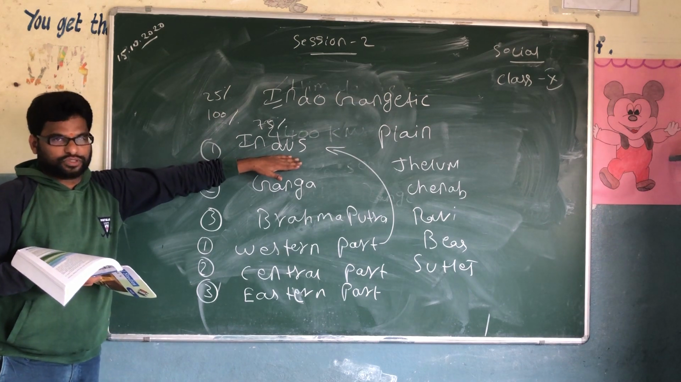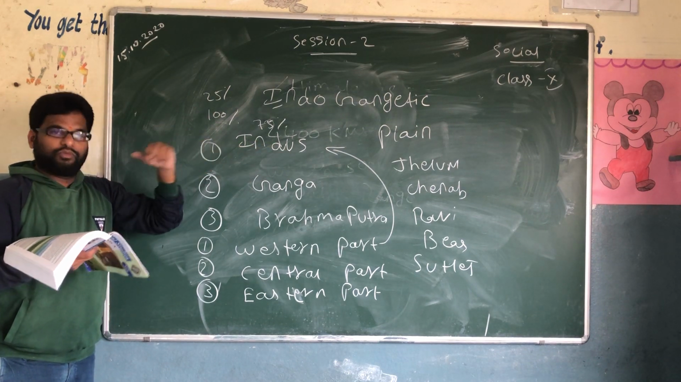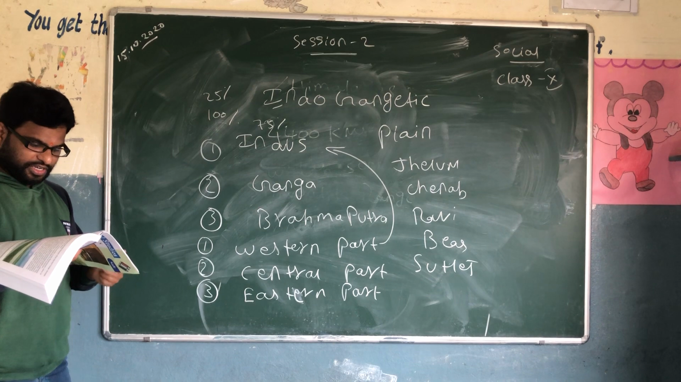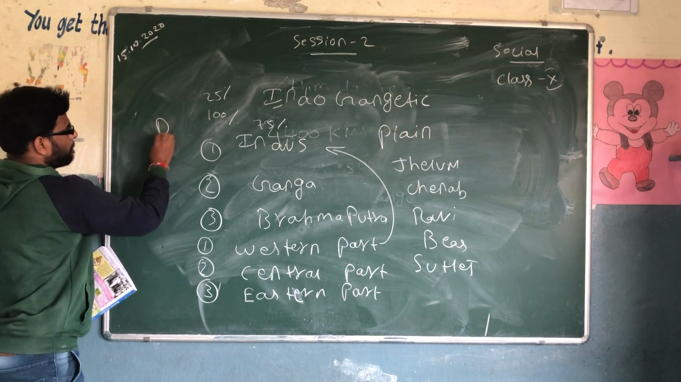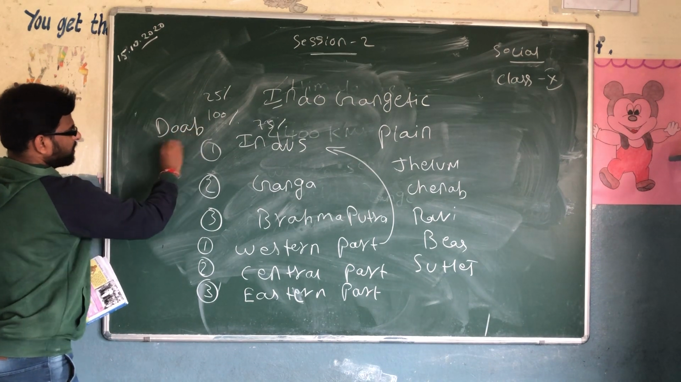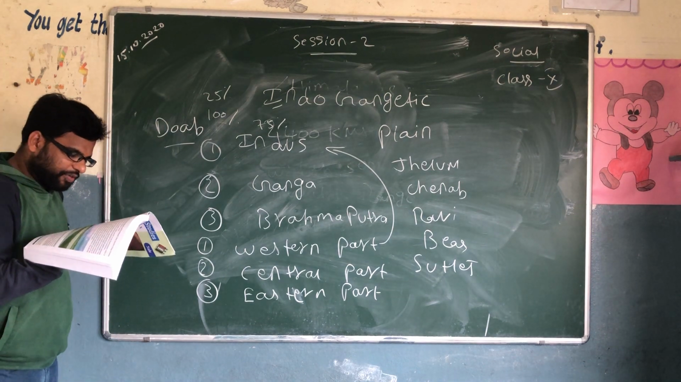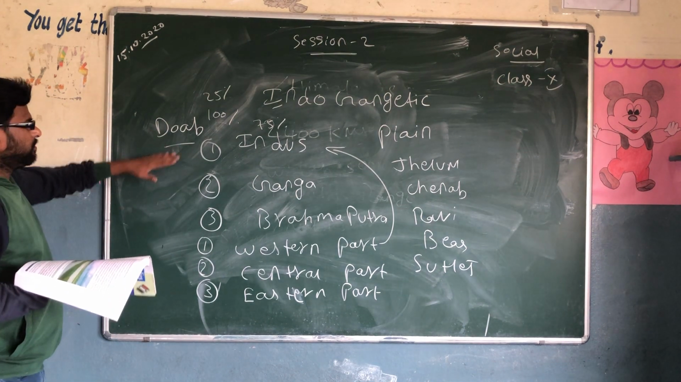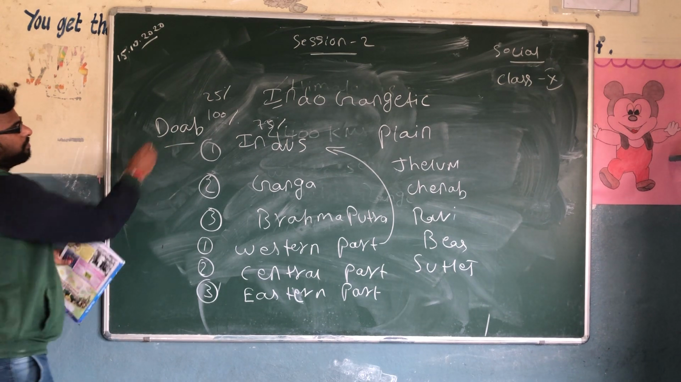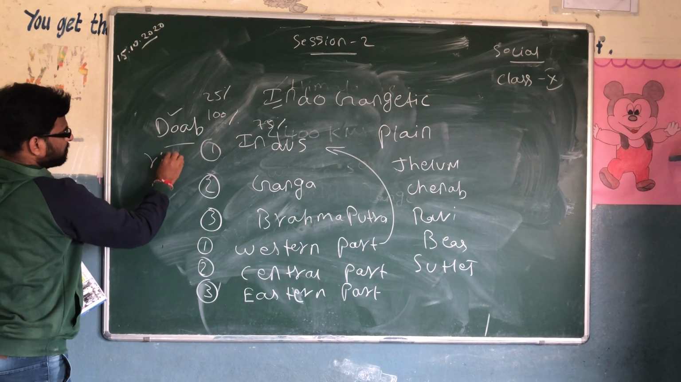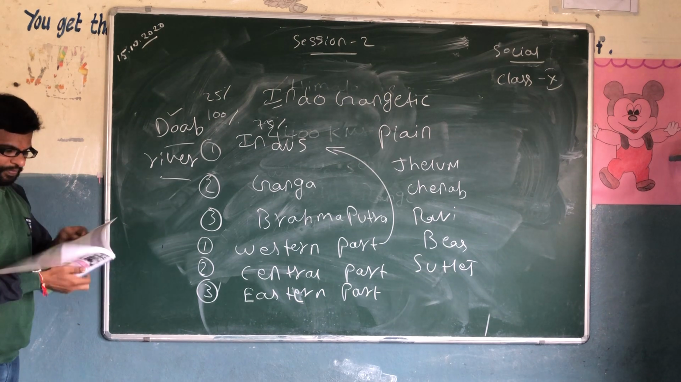Indus rivers flow. What is the dominating feature? That is Doab. Again, this is a river. It is dominating the fertile land between two rivers. Okay, this is the one Doab river. You can remember this one as a river.